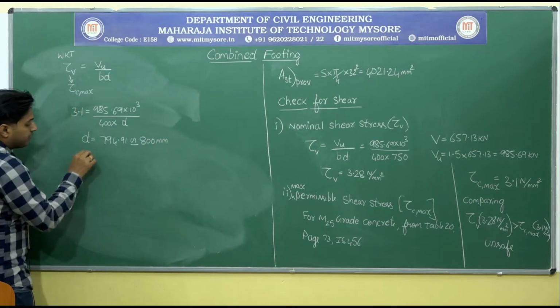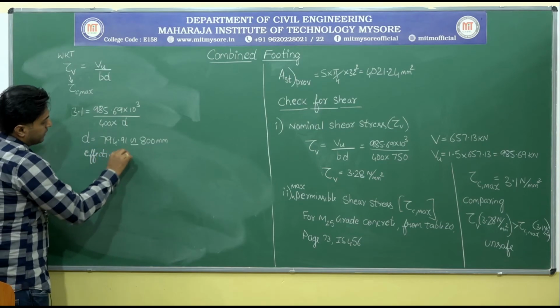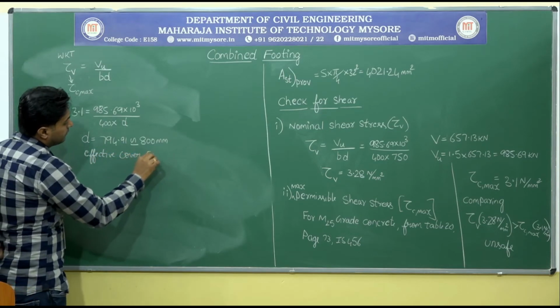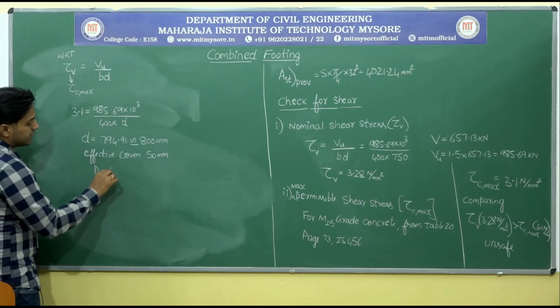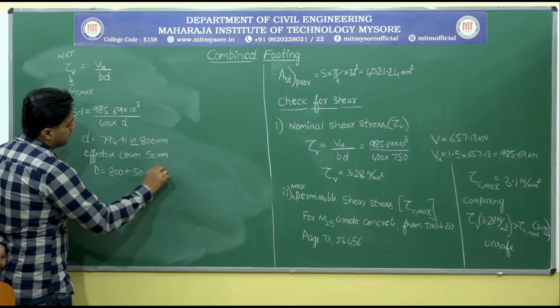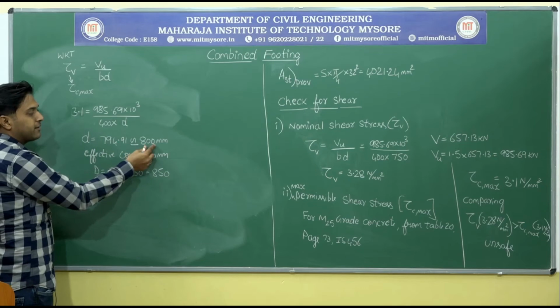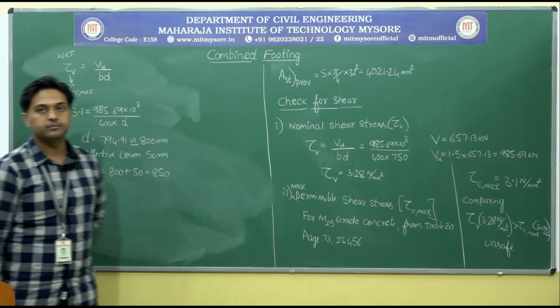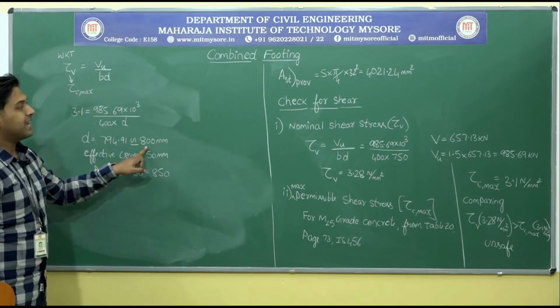So the effective cover that I have already provided is 50 mm. So then what will be the overall depth? It's 800 plus 50, so it's 850. Still, if you want, you can increase this. Instead of 800, you can go with 850 also. Okay. So now the effective depth that I have provided is 800 mm.